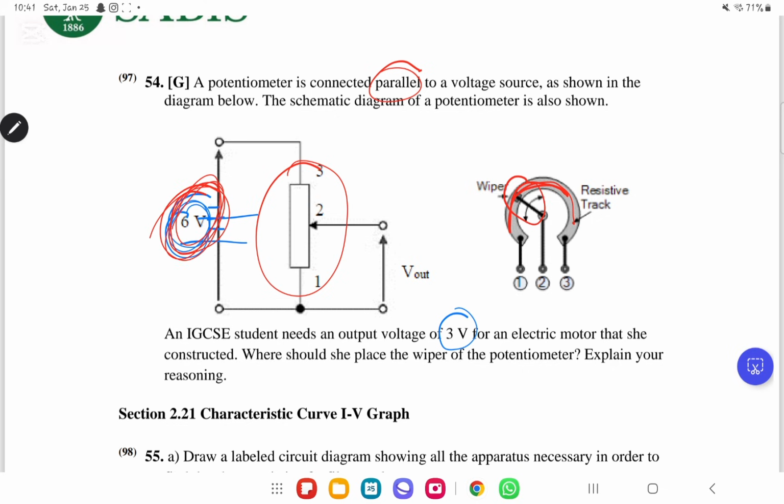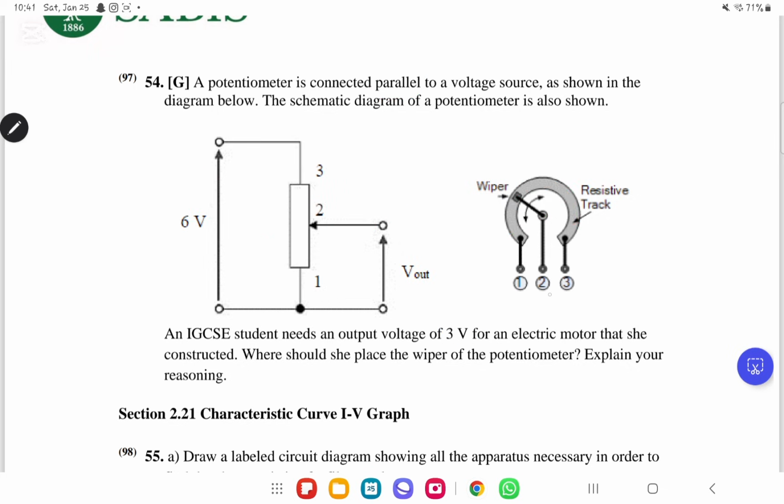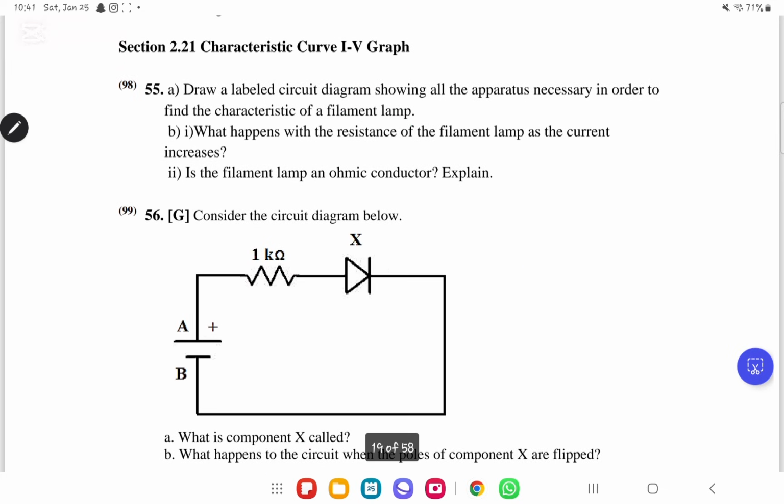So what you're going to do is take a ruler and measure it, let's say it's 10 centimeters, and you're going to put the wiper exactly halfway, which is 5 centimeters. So it will be positioned exactly in the middle, so that she will get a voltage of 3 volts. Moving on to section 2.21.